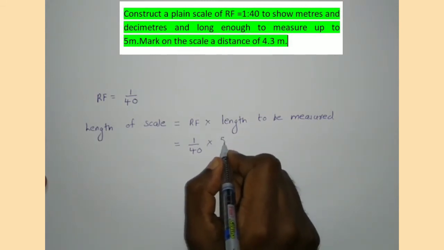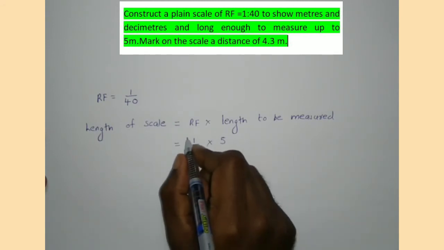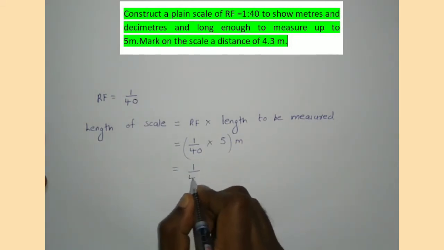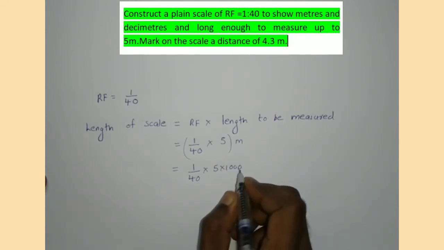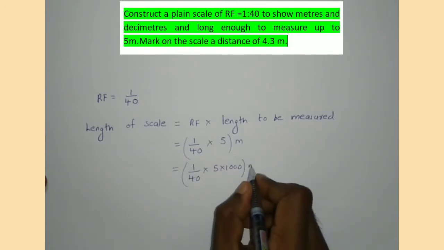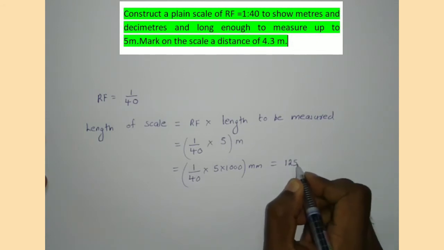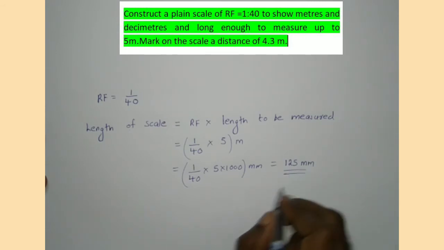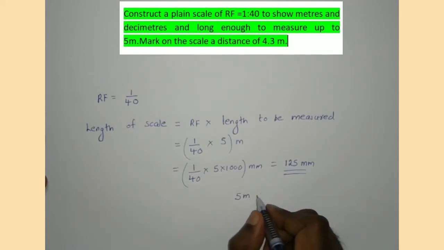Therefore, length of scale equals 1 by 40 into 5 meters. That is 1 by 40 into 5 into 1000 millimeters, which is 125 mm. Okay, and now we are representing 5 meter as 125 mm.